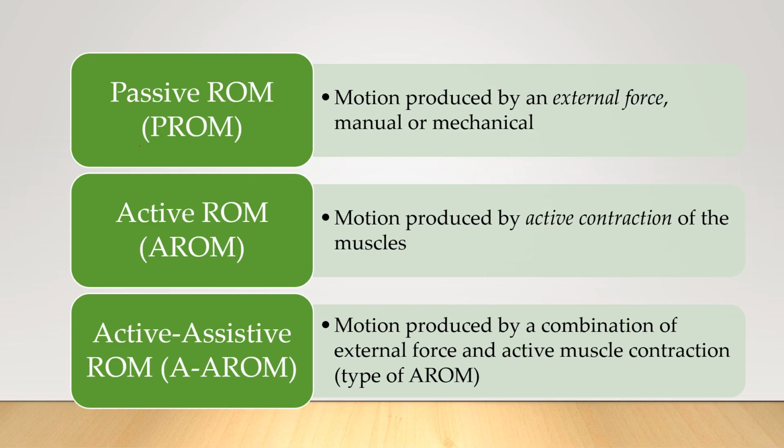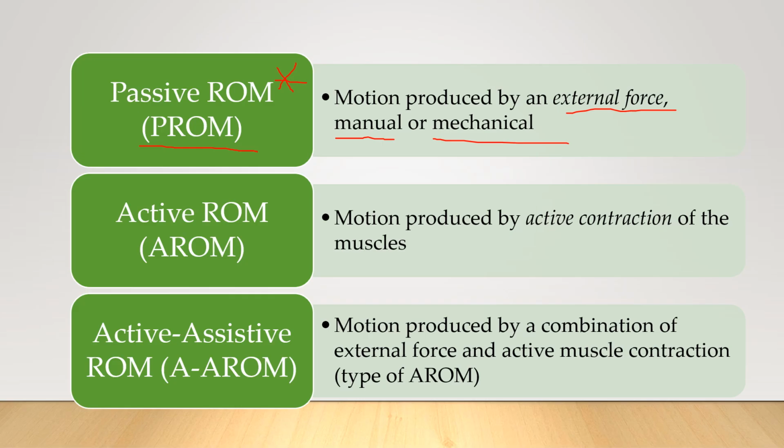So the first one we have here is passive range of motion, or PROM is what they typically call it in the clinical setting. This is where motion at a joint or a muscle is produced by an external force. So it can be either manual from the therapist or mechanical using like a stretch strap, some type of mechanical device. Okay, but here there is no active contraction from your patient. Everything is completely passive.